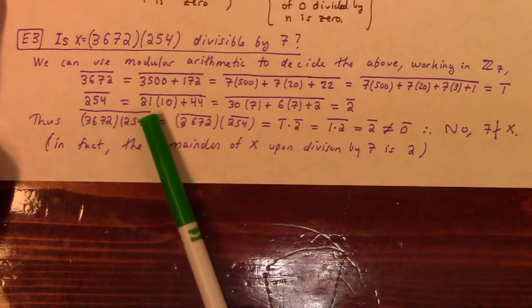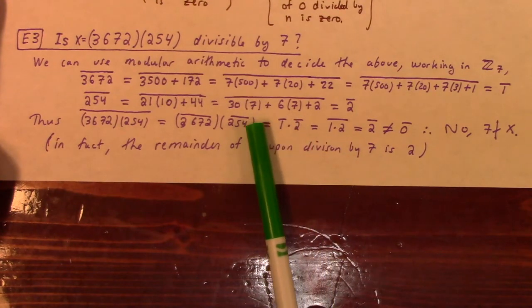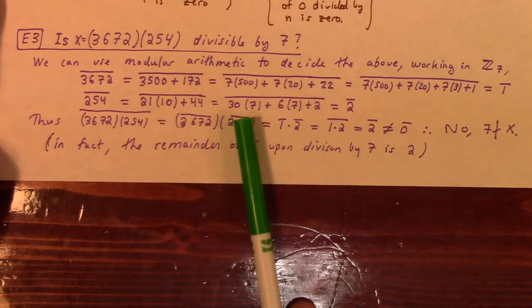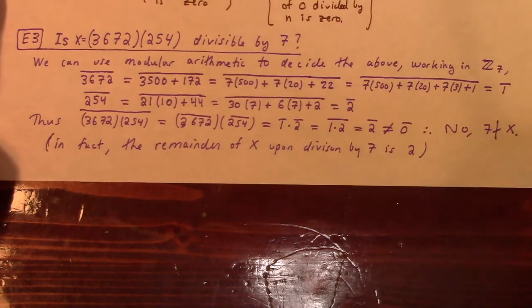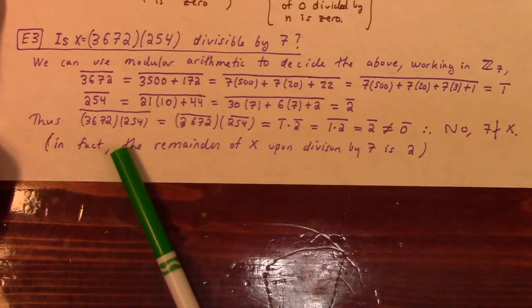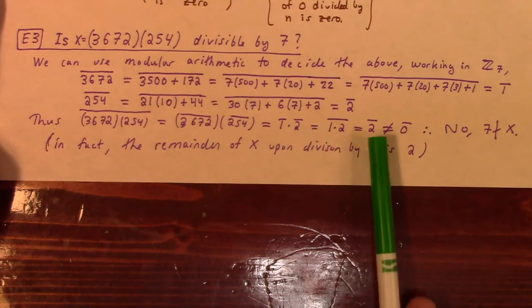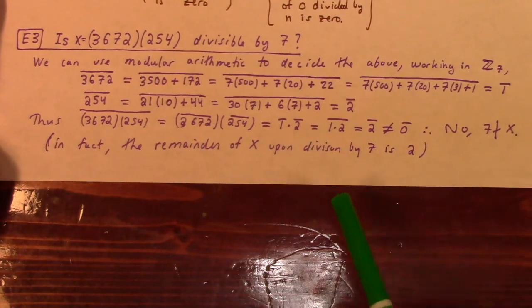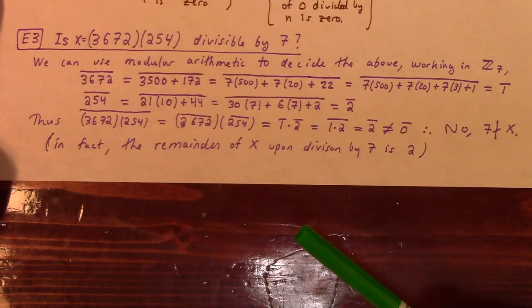254 bar, so that's 21 times 10 plus 44, which is 30 times 7 plus 6 times 7 plus 2. The point is, multiples of 7 both drop to 0 in Z7, which just leaves us with 2 bar. And so using the definition, this is equal to 1 bar times 2 bar, which is 2 bar, which is not equal to 0. So no, 7 does not divide x. In fact, what we can say is that the remainder of x upon division by 7 is 2.